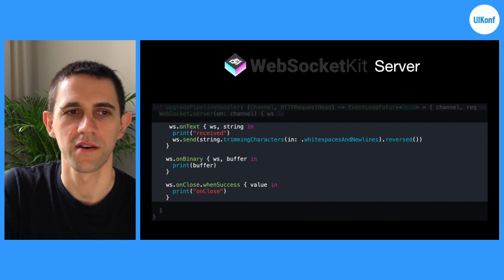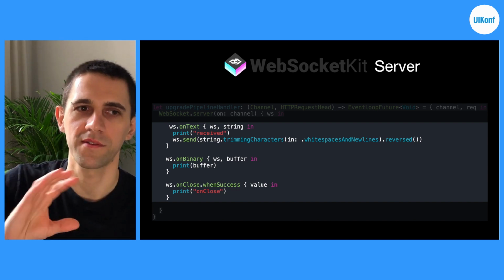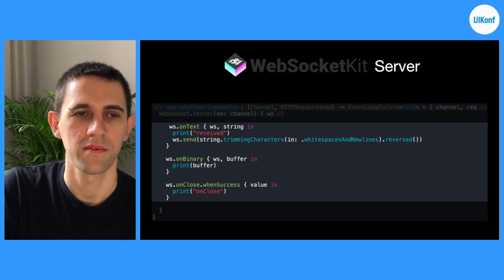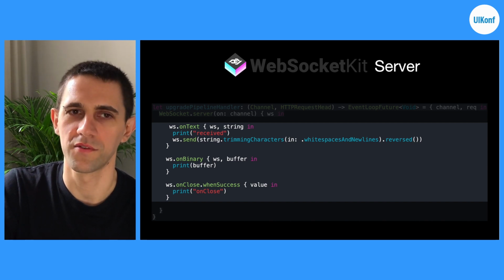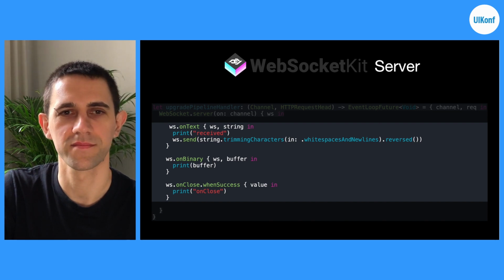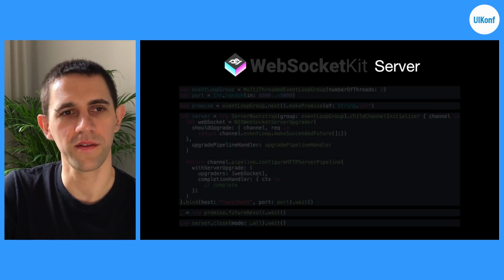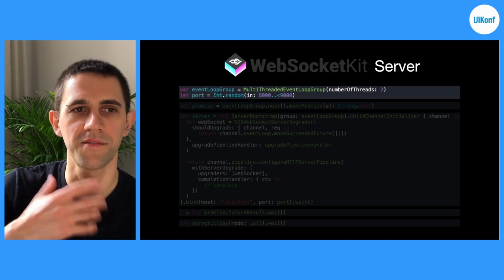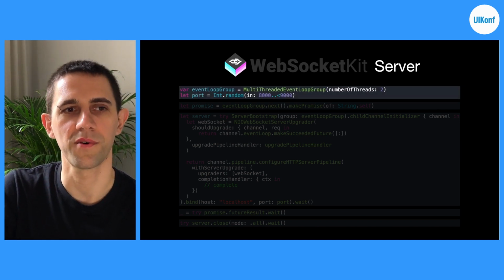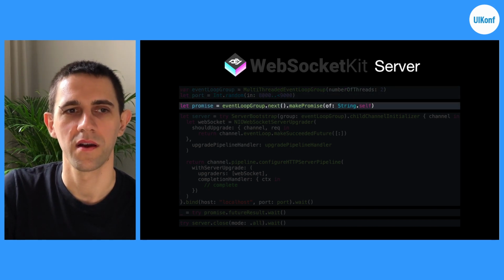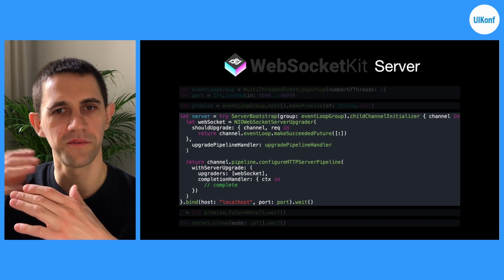In this case, on text, we're just reversing the string and sending it back. And when it's closed, we're just printing out to the console, or we receive data. And how do we put that together? Similarly to the client, we're creating an event loop group, specifying the port, making the promise, and then putting everything together.